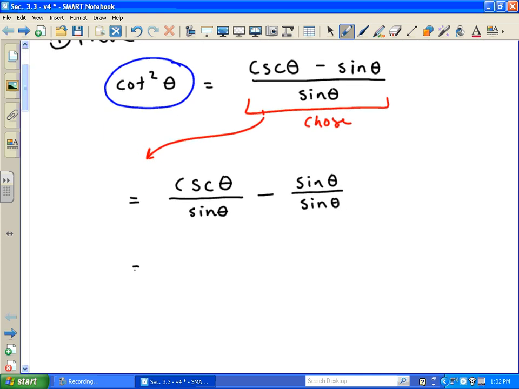Okay, from here, everything is in terms of sine of theta except for the cosecant. I will rewrite that cosecant in terms of sine. Cosecant is 1 over sine of theta. So the numerator turns into 1 over sine of theta. The denominator is still sine of theta. My second term is sine theta over sine theta. That reduces to 1. The same value over the same value equals 1.